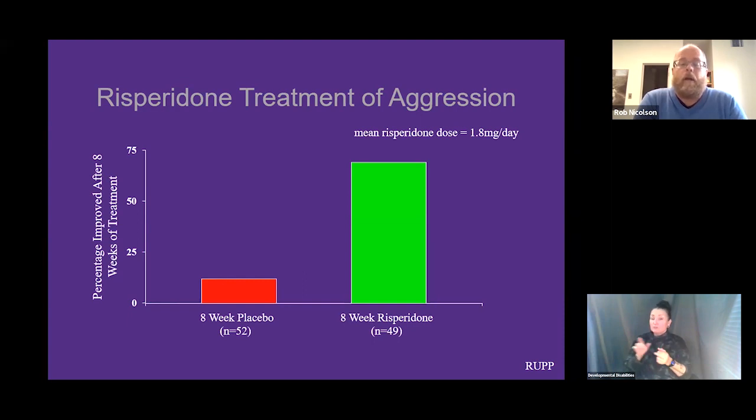And in psychiatry, that is a huge difference. You see that perhaps with stimulants and nothing else at all. That's a massive difference.